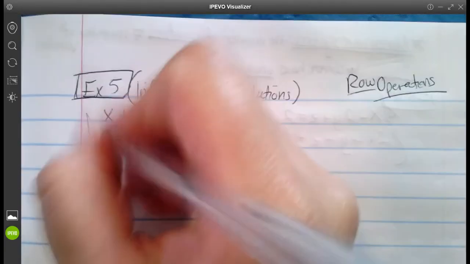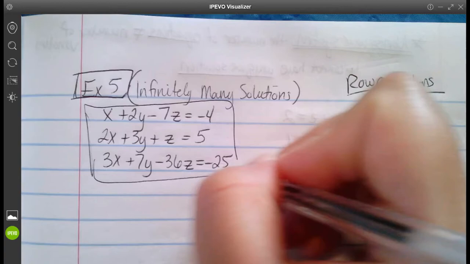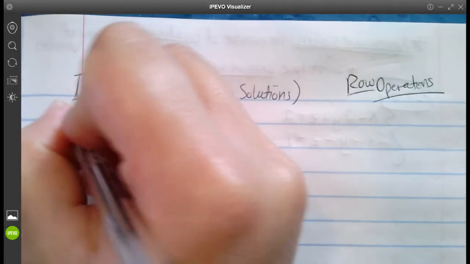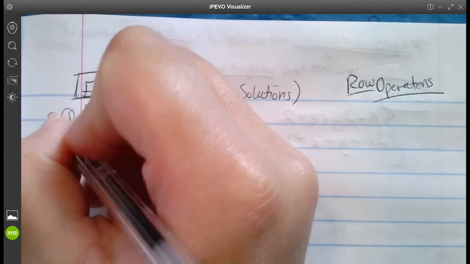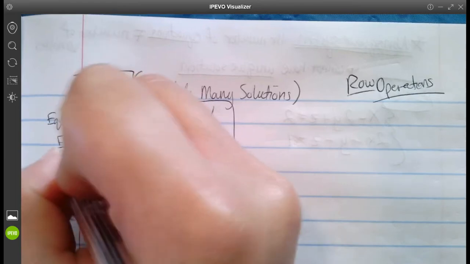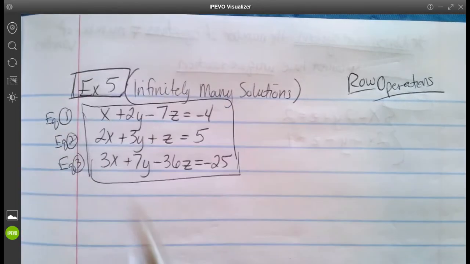It looks like our first equation is already starting with 1x, so we're going to leave equation 1 the same. Equation 1, equation 2, equation 3.